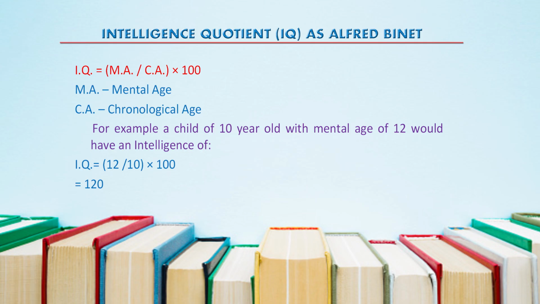It means a 10-year-old child is able to perform the task meant for 12-year-old students. So definitely his or her intelligence is above average, or more than his age. If I use the formula, MA is 12 and CA, the chronological age, is 10. So 12 by 10 into 100 is 120. So the intelligence quotient here is 120, which may be a type of above average or superior intelligence.